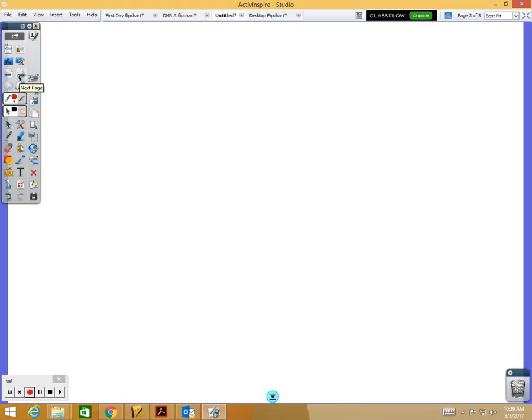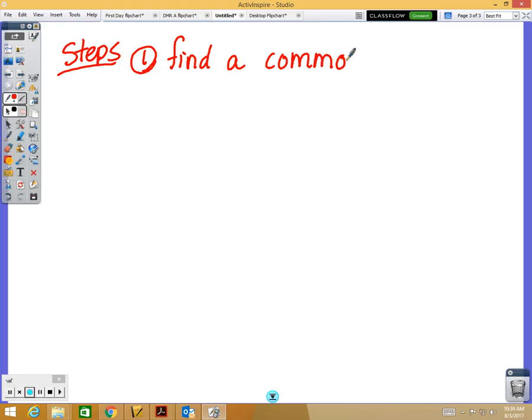Let's write down the steps then for these problems. Steps, we're going to find a common denominator. So notice I am not saying that you have to find the least common denominator. That's not a requirement. You just need to find a common denominator. Once you have found a common denominator and you're changing the denominator to something, what is the second thing you need to do then? What about our numerator?